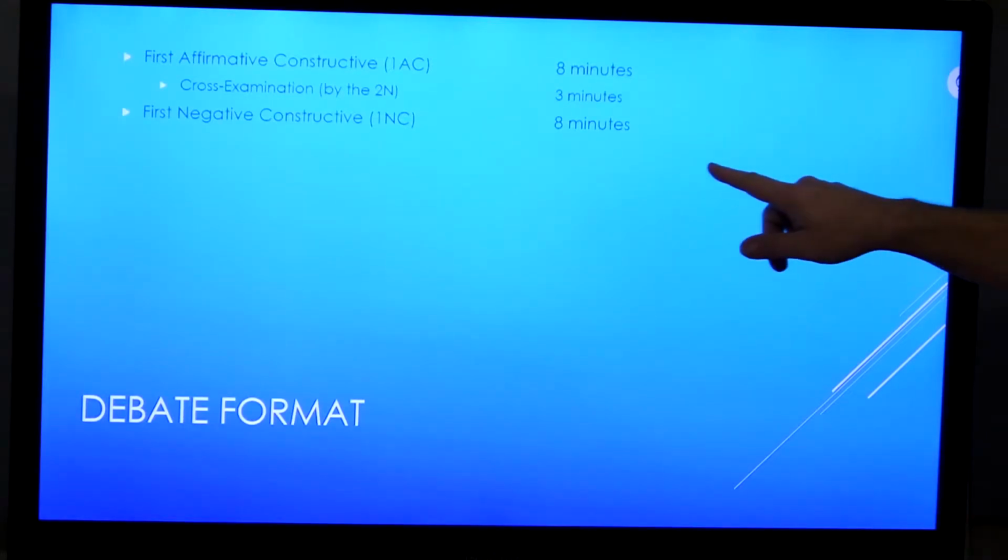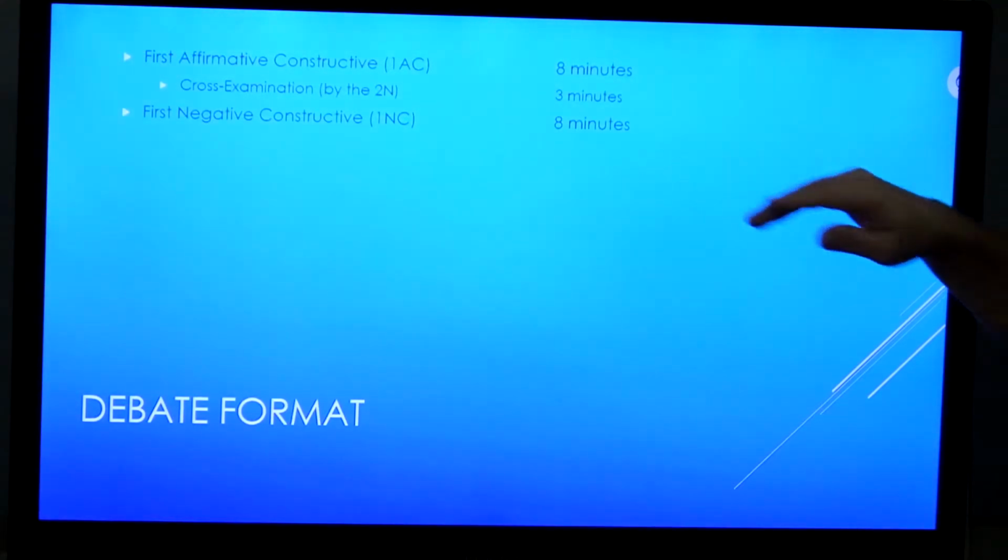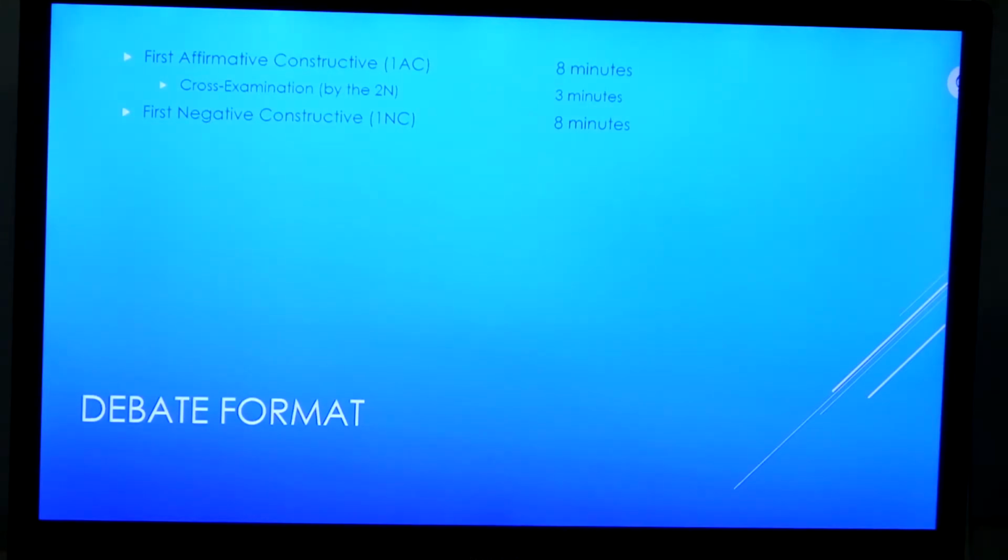So if the first negative speaker is going to be giving the first speech, then their partner is going to be cross-examining. When your partner is giving the speech, then you are cross-examining. That makes a lot more sense as you get into the round and you practice it a couple of times. But that speech is also 8 minutes.